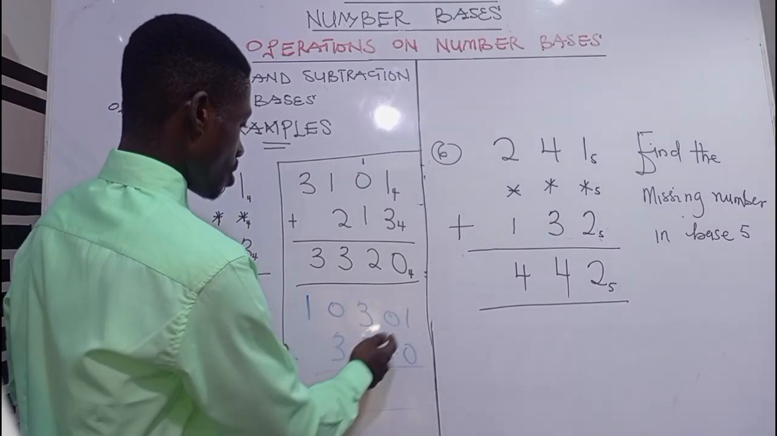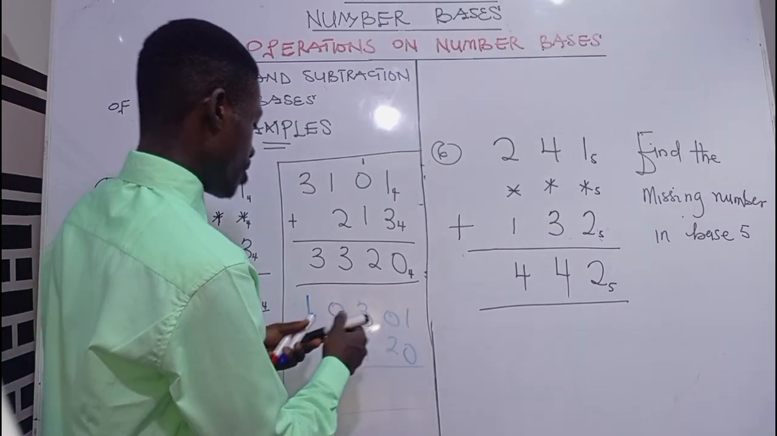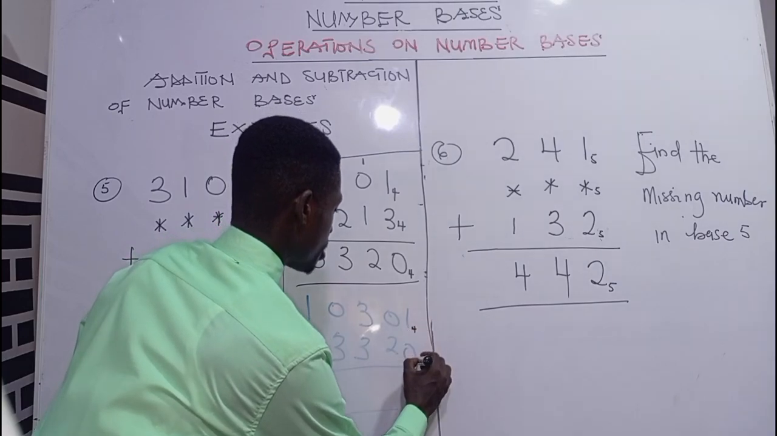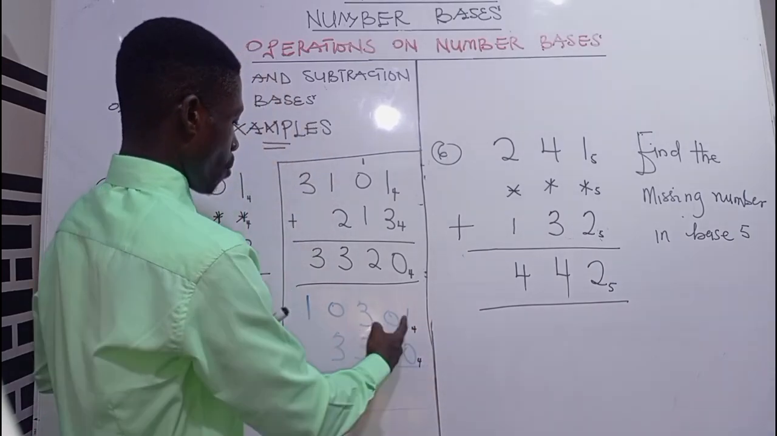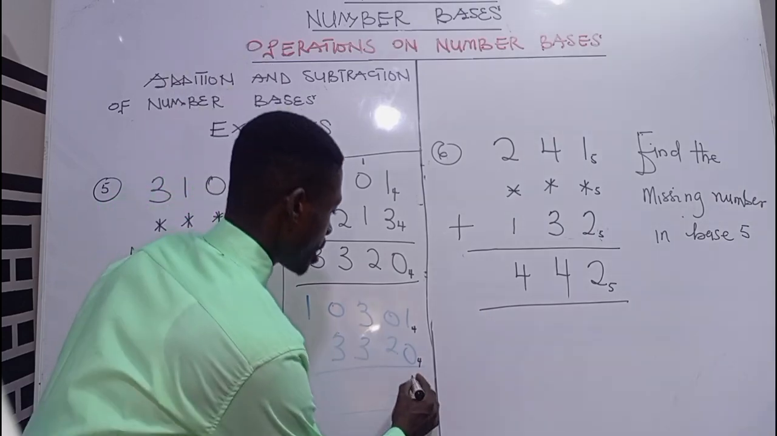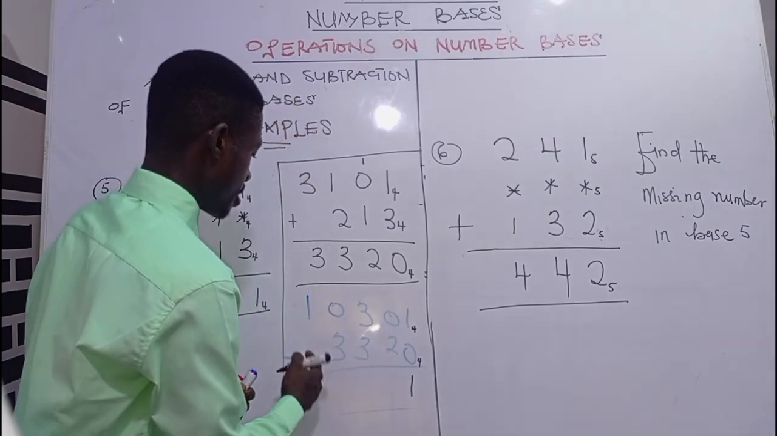So we are going to get 1 minus 0. All of them are in base 4, sorry. So they are in base 4. 1 minus 0 will give us 1. 1 is less than the base, so we can write it.